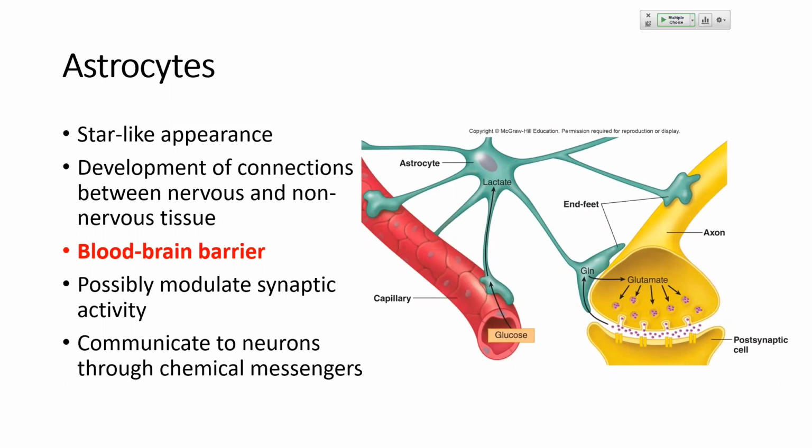Astrocytes are these star-shaped cells. That's why they're called astrocytes. They're really important in bridging connections between the blood and the nervous tissue. They help to form a really important structure called the blood-brain barrier.